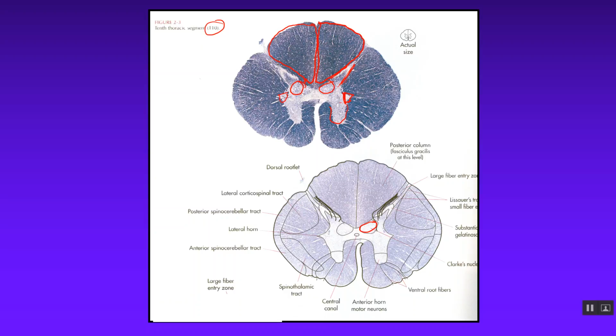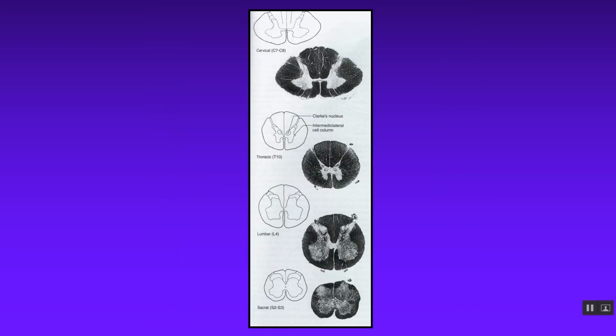It's where some of that proprioceptive, unconscious spinocerebellar tracts are coming up to that lower thoracic spine to make that initial connection with Clark's nucleus. This just shows you some cross sections through each of the different levels.